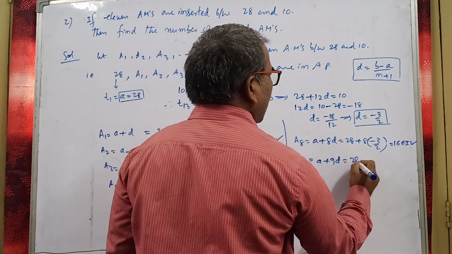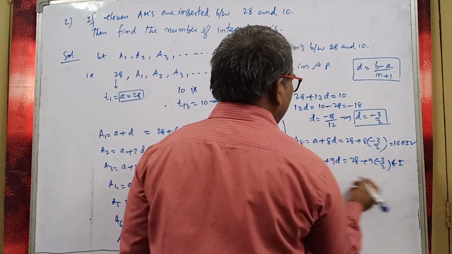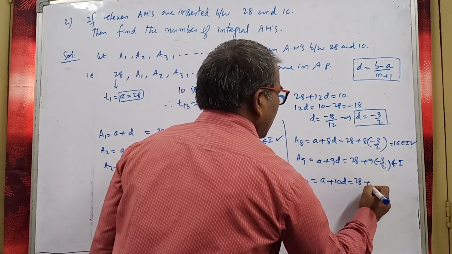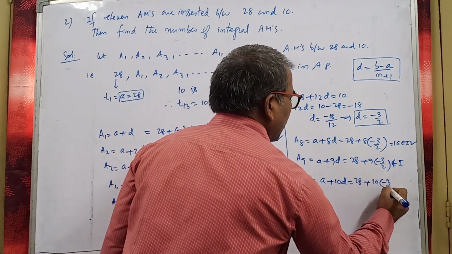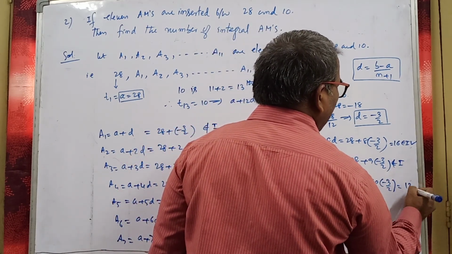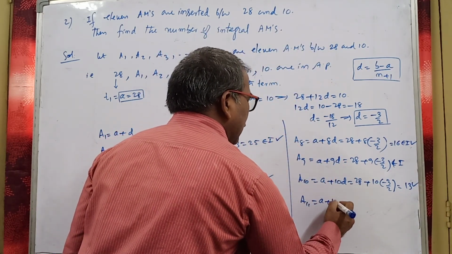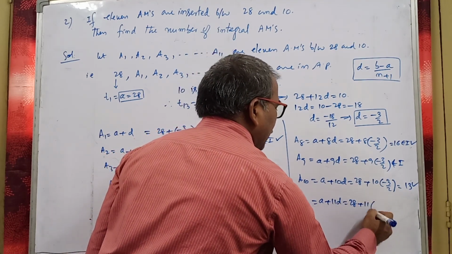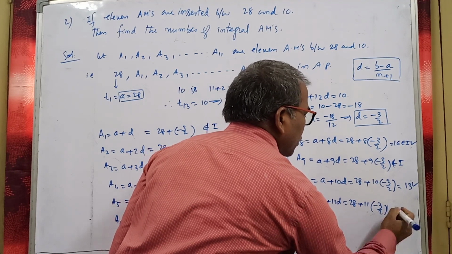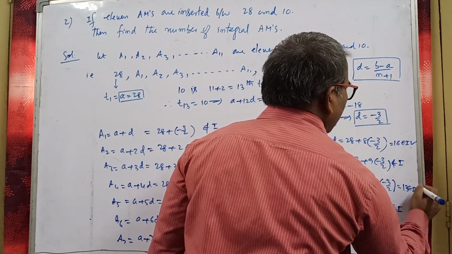So A9. A plus 9D. 28 plus 9 into minus 3 by 2. The 2 would not cancel. This is not counted. So A10. A plus 10D. This is counted. 28 plus 10 into minus 3 by 2, directly 2 fives are 10, so 28 minus 15, 13. This is okay. Counted. A11. A plus 11D. 28 plus 11 into minus 3 by 2. So this does not belong to I. So like that you should do. 13 belongs to I, this is counted.